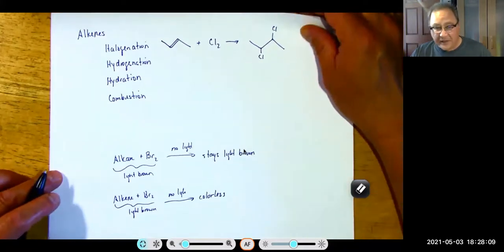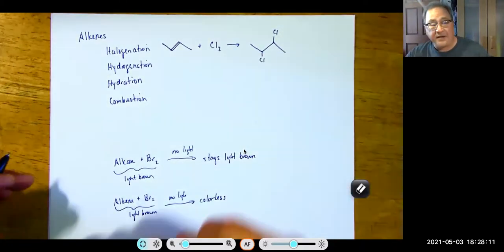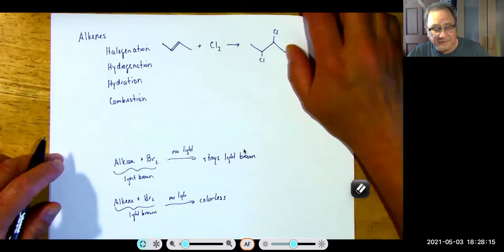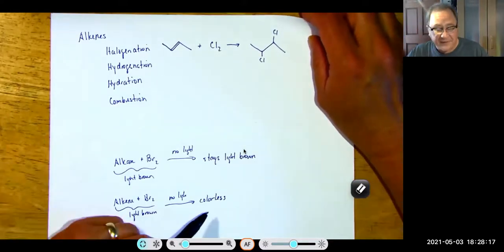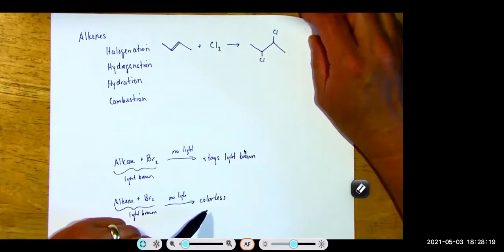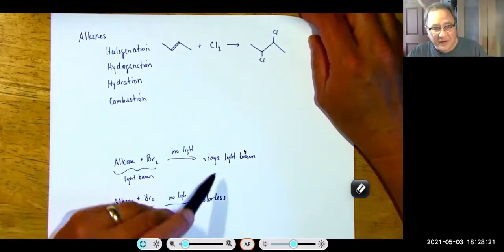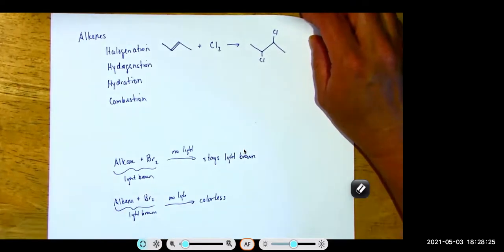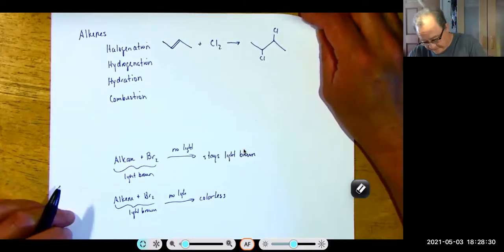So if you have something that you don't know if it's an alkane or an alkene, add a little bromine, leave it in the dark for a little while. If it turns colorless, what does it mean? That it's an alkene. And if it stays light brown, what does it mean? It's an alkane. There you go. Because alkenes don't need light for the reaction? That's right.